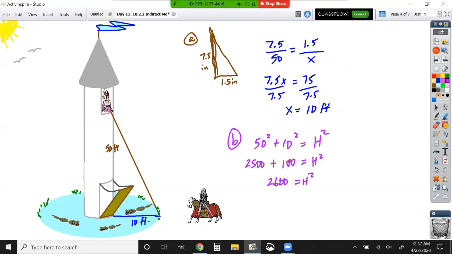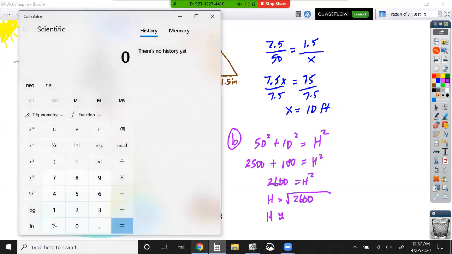To unsquare something, we need to take the square root. So the square root of 2,600 is going to be the length of the rope before we add the extra lengths for pinning it to the window and the ground. So let's see, 2,600 square rooted, so I have to take the second function. See, there's my square root. Is going to be 50.99 feet. So let's call that 51 feet.